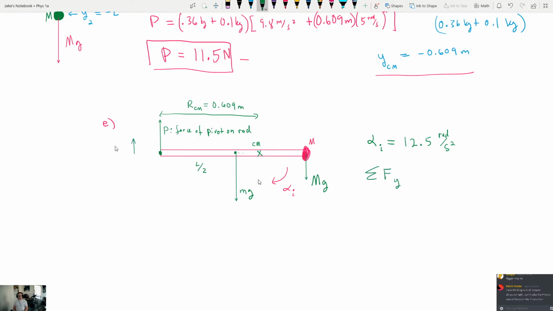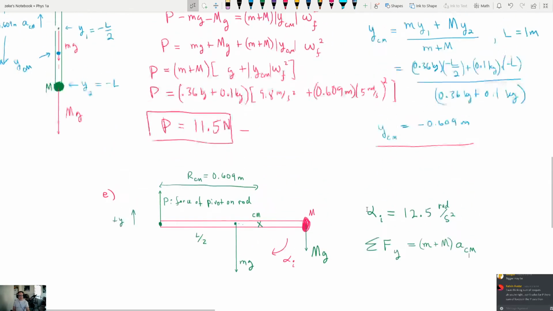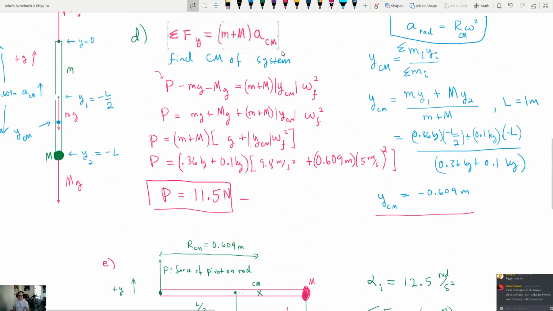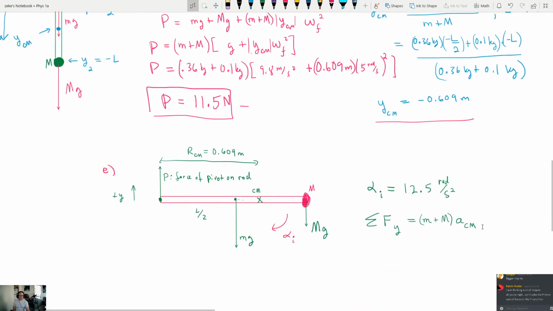This is still the y direction, positive y direction. It should be equal to, again, we can use the total mass of our system, which is m plus big M. And we can basically use the same equation we used in the last part. If I sum all the forces in the y direction, that should be equal to the total mass times the acceleration of the center of mass of the system. If you look back, this is the same equation we just used, right here, except in part D, the system was rotating and had radial acceleration. In this case, that's not going to be happening.